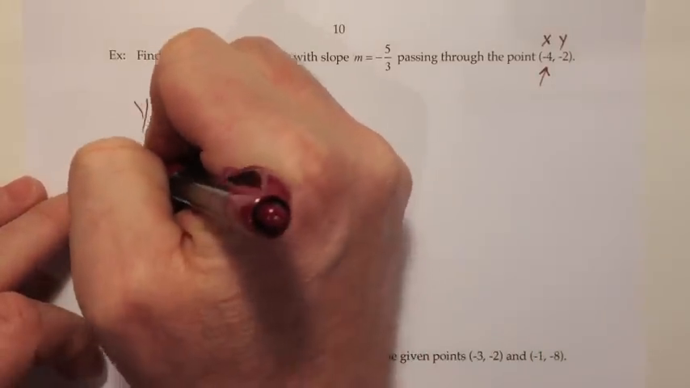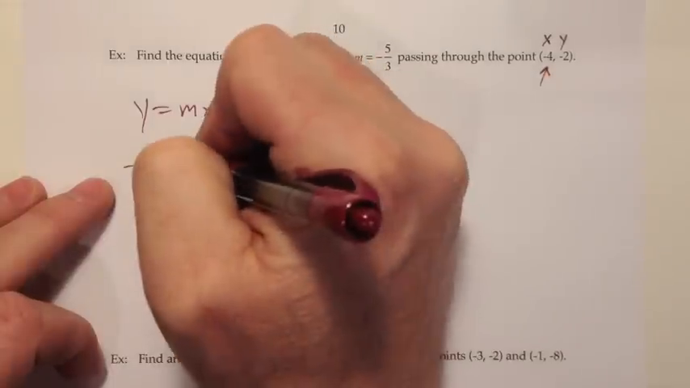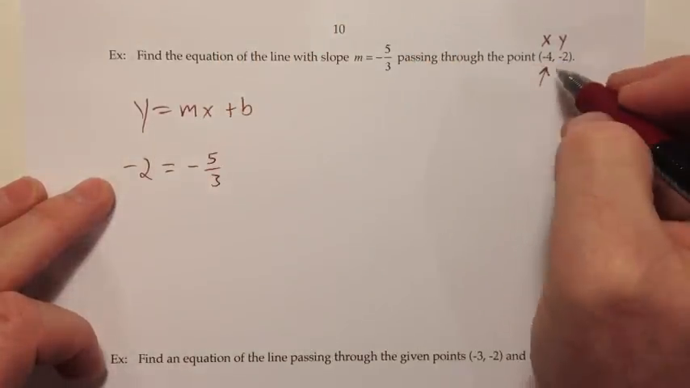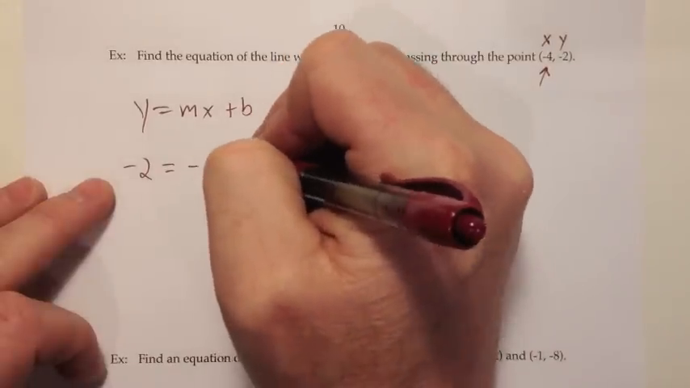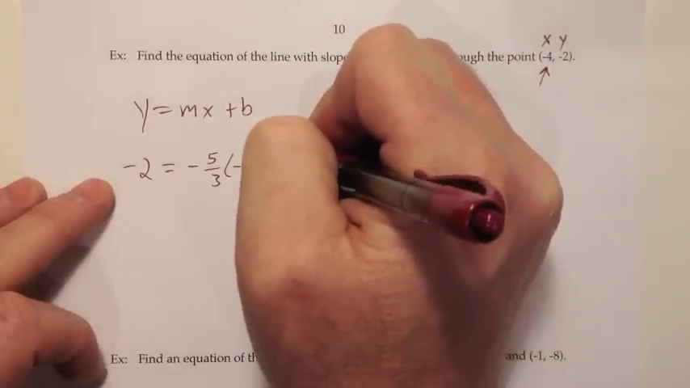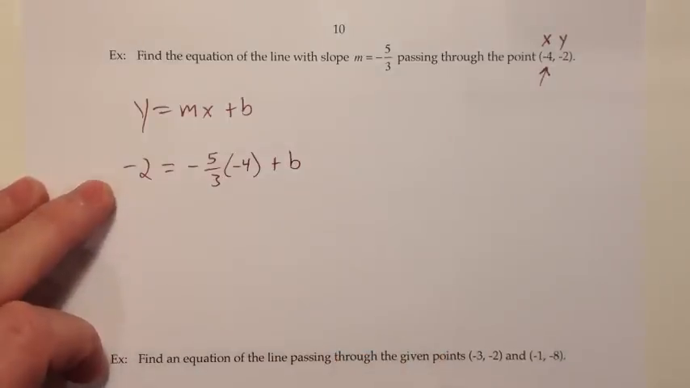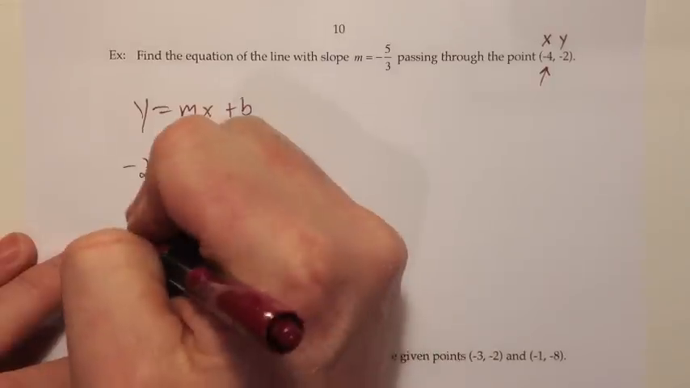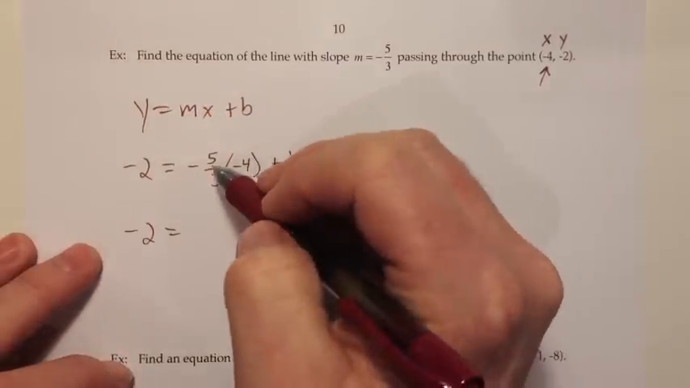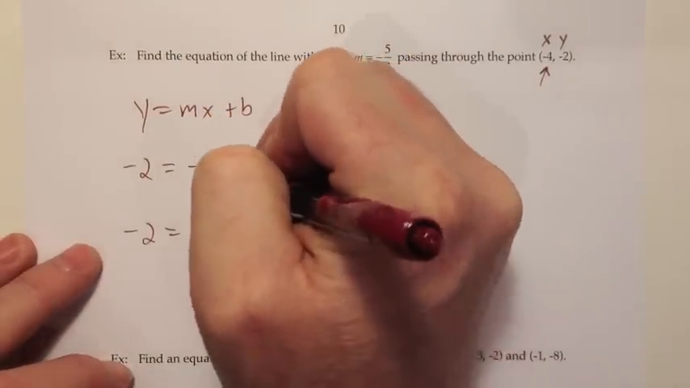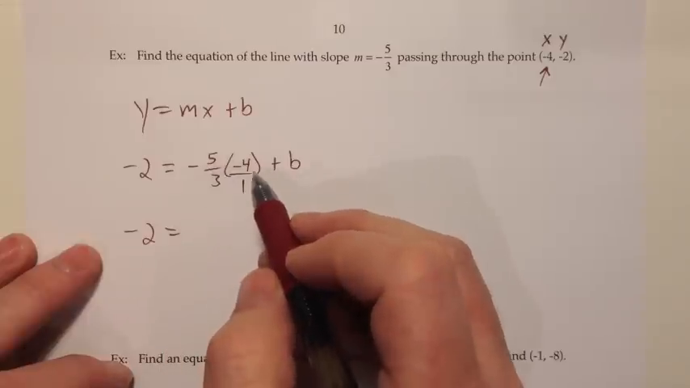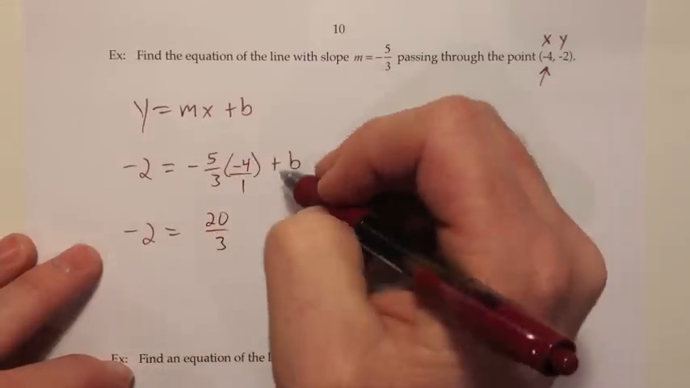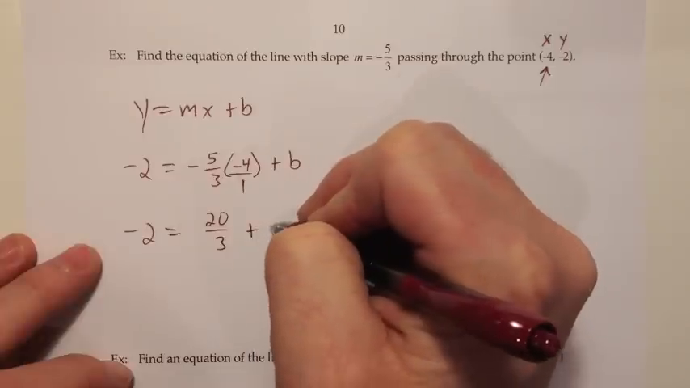Y is negative 2. The m is negative 5/3. The x is negative 4. And then we have plus b. So we only have that one variable, and we're going to try and solve for that. So I'm going to do a little bit of simplification. Right here I could think of this as 4 over 1. So negative 5 times negative 4 would be positive 20 over 3. And then we'd have the plus b over there.